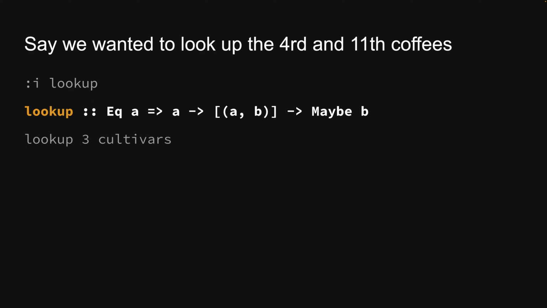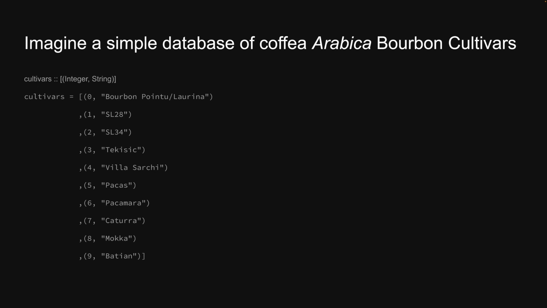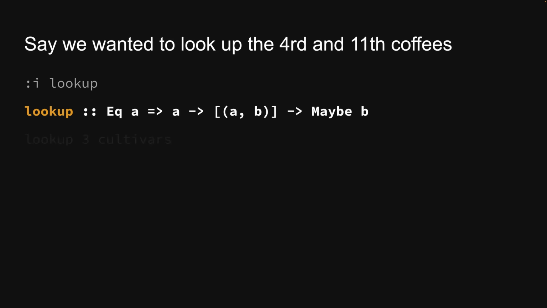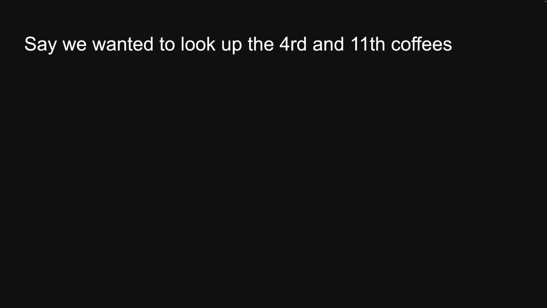So if we did look up 3 in cultivars, so if we went back to this list, if we looked up 3, we would get Tekisik out. It would be Just Tekisik. And if we did look up 10 in cultivars, so does 10 exist on here? No.